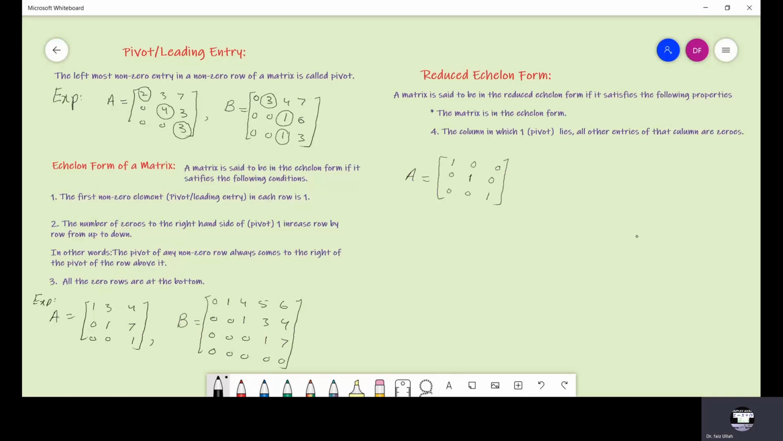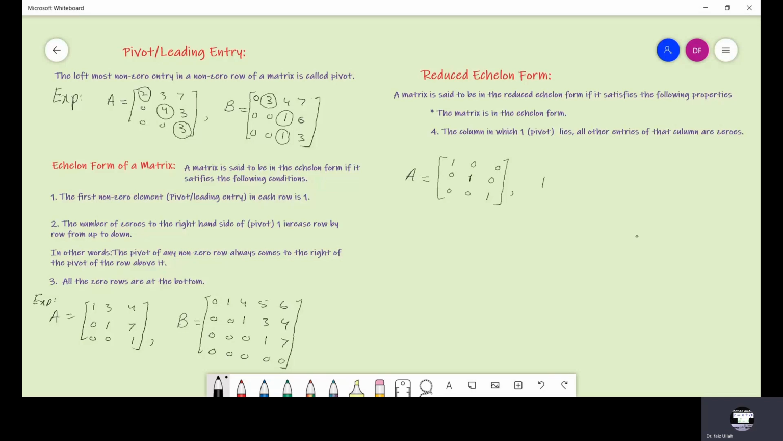Or we can say that A is in the echelon form because the first non-zero entry in each row is 1, and the number of zeros to the left hand side of one increases row by row from up to down. And the last one is that the column in which one lies, all other elements of that column are zeros. So this is in the reduced echelon form.